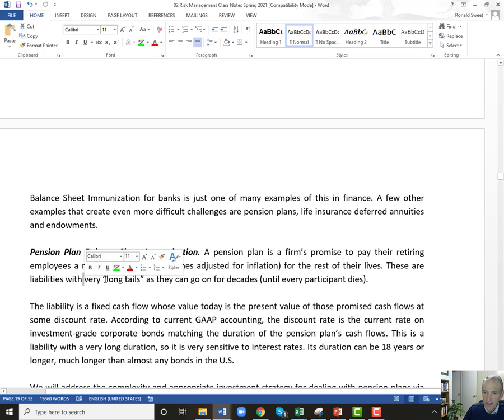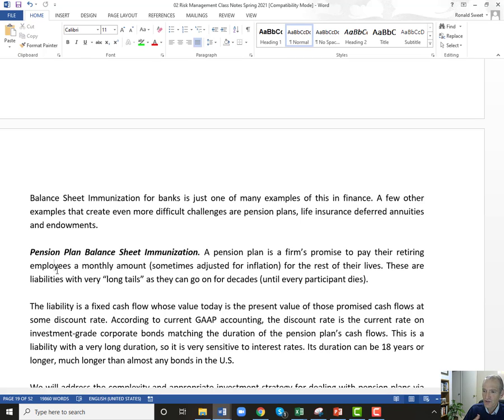These are what we call long tail liabilities, because you might retire at 65, but you may not die until you're 95 or 100. But also, if you're a 30-year employee, you're accumulating these benefits. You may not retire for 30 years, and then you might live for 30 years after you retire. So you still have 60 years before this thing gets paid out. So they have very, very long tails.